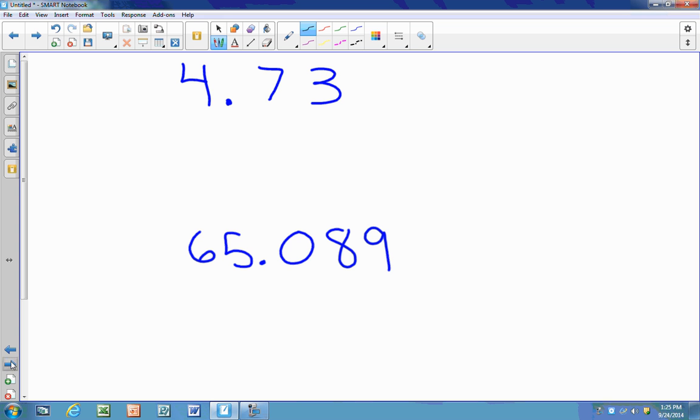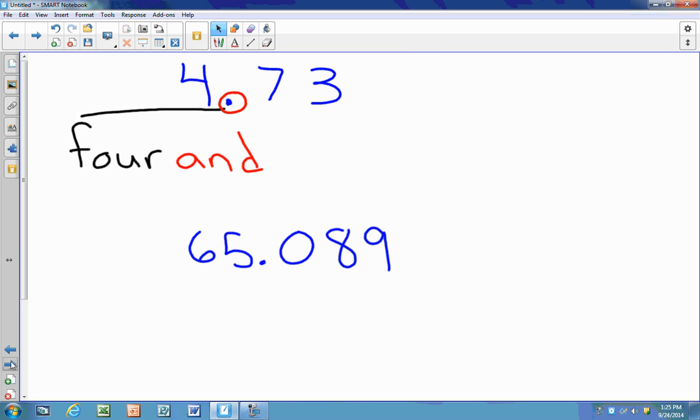Now, I have two examples with decimals, which has changed a little. I have to put these into word form. So the first thing I do is I read everything which is a whole number to the left of the decimal. That is 4. And now the decimal tells me something. The decimal tells me to use the word and. So it's 4 and.